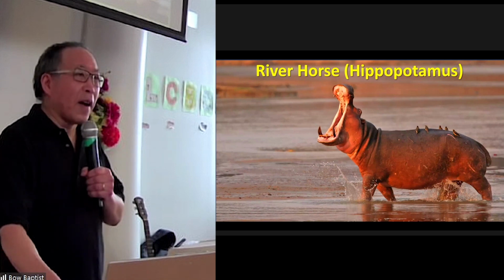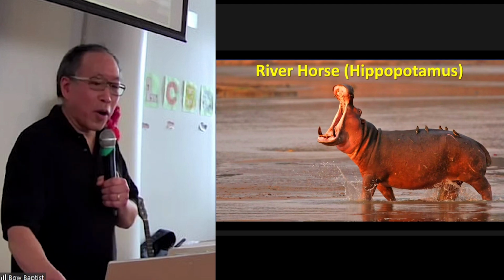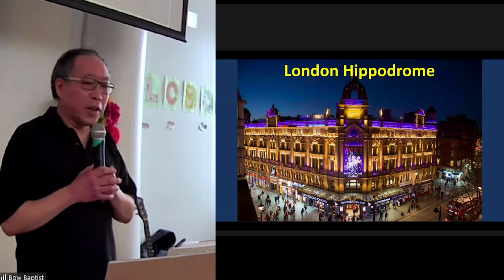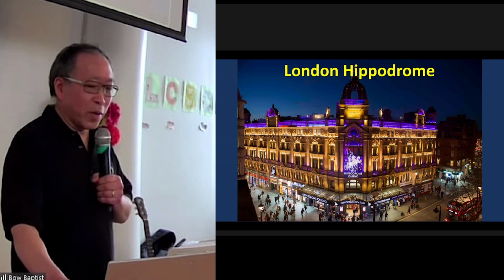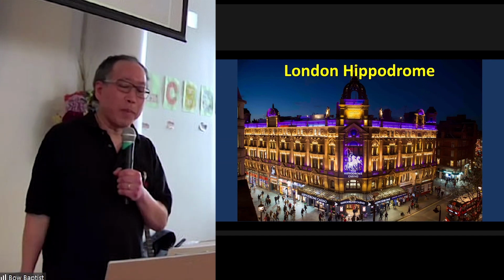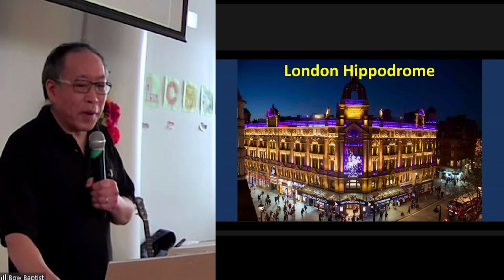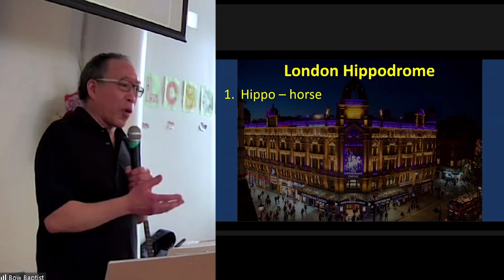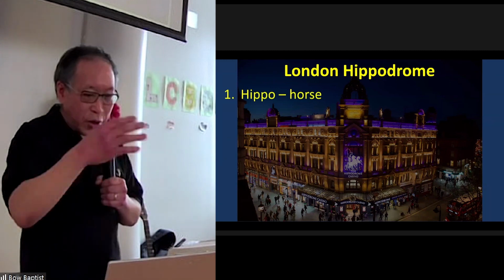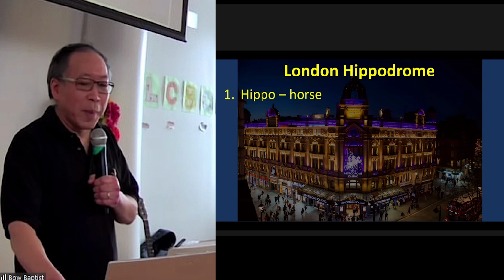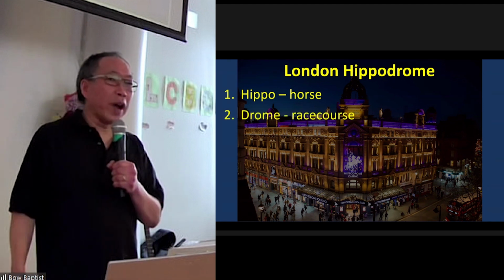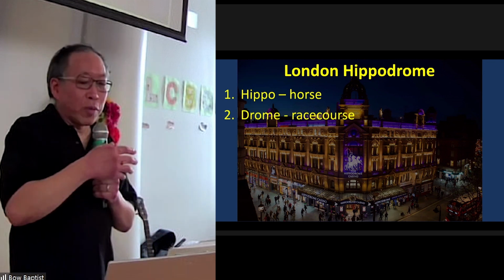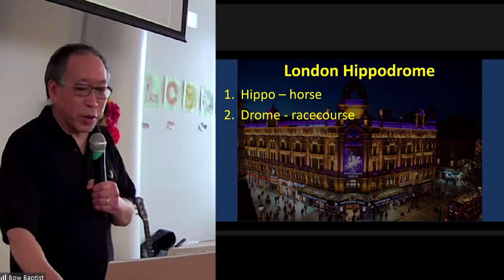So I'm sure all of us by now have walked through Leicester Square, and we've seen this big building called the London Hippodrome. And we've all wondered, why do they call it a hippodrome when there's no hippos running around it? Well, it's because hippo is the Greek word for horse, as we just found out with hippopotamus. And drome is Greek for race course. So horse, race course. And the race course was where all the major entertainment went on.